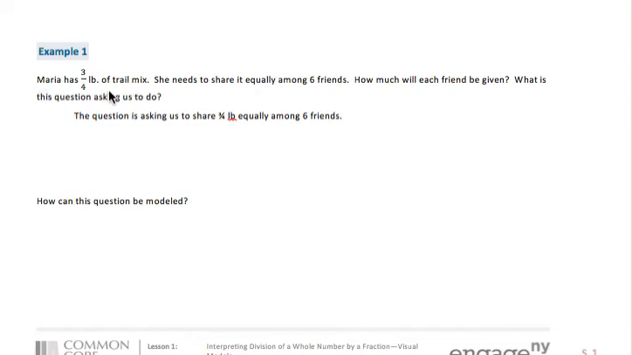First of all, we know that Maria has 3/4 of a pound, and she's going to share it equally. Sharing equally, as we have talked about in elementary school, means to divide whatever you have by that number. So the question is asking us to share 3/4 pound equally among 6 friends, which is division. We're going to model the question both with a number line and also with a fraction bar so we can see several different ways.